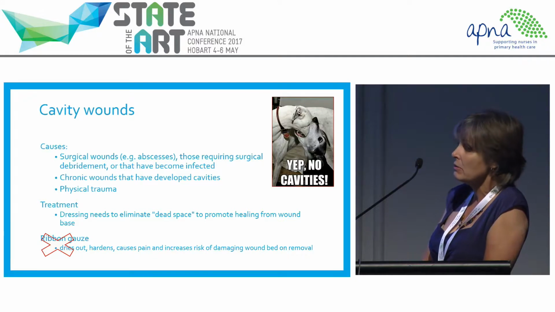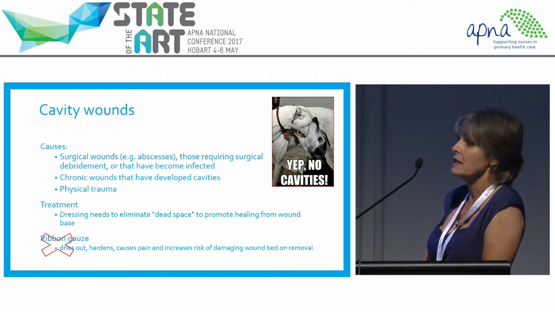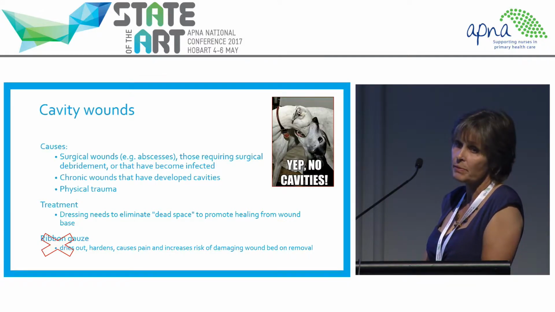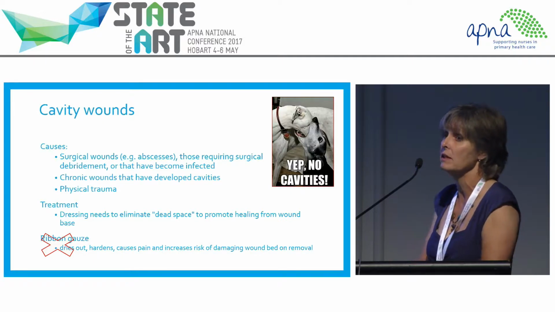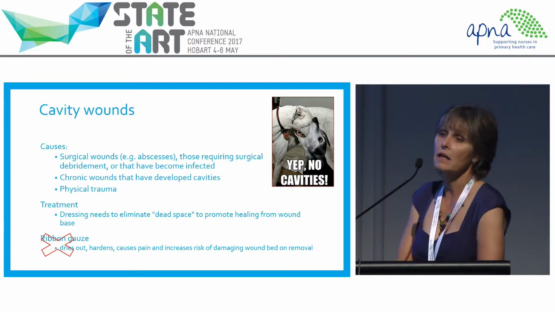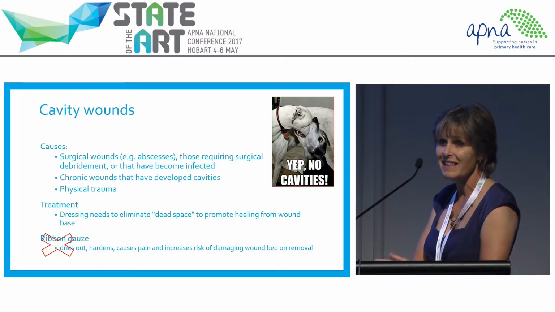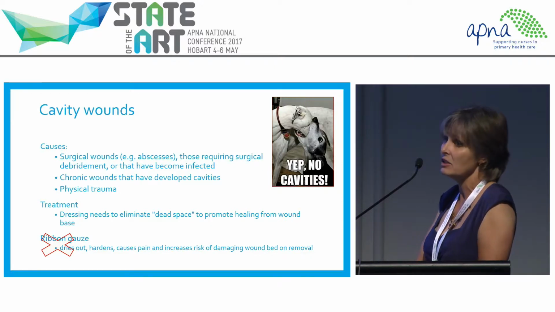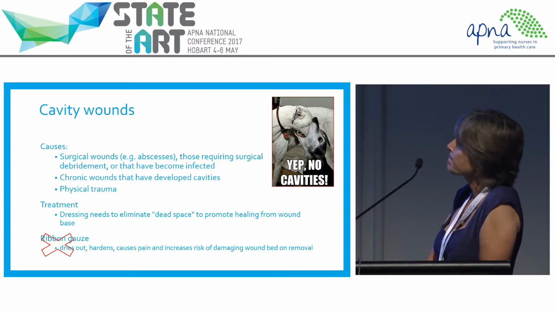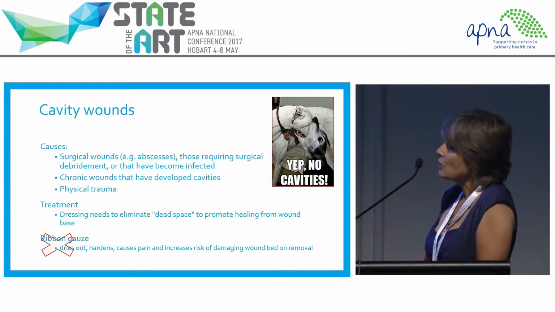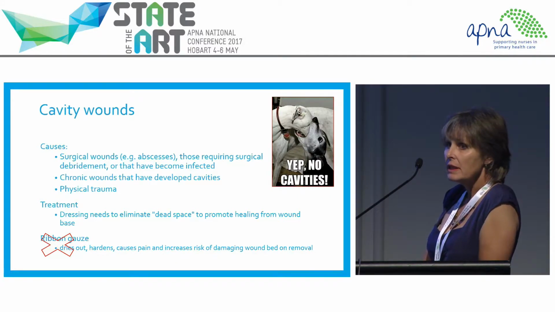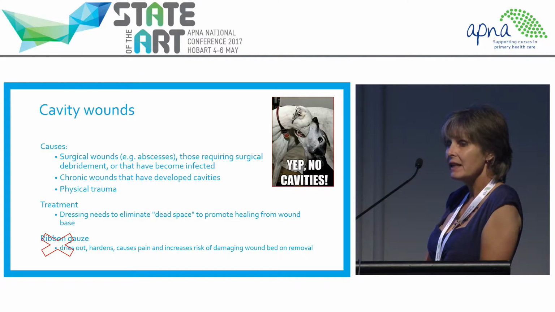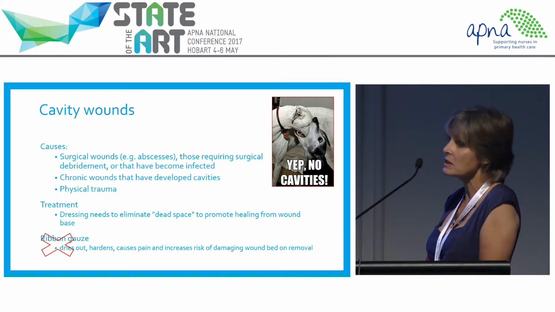Or it might be a chronic wound. For example, a wound in a limb that's either caused by an ulcer or more often than not trauma, and that trauma has caused a cavity in a large limb. So the reason we need to fill the wound is so that the wound can heal from the base up towards the surface.